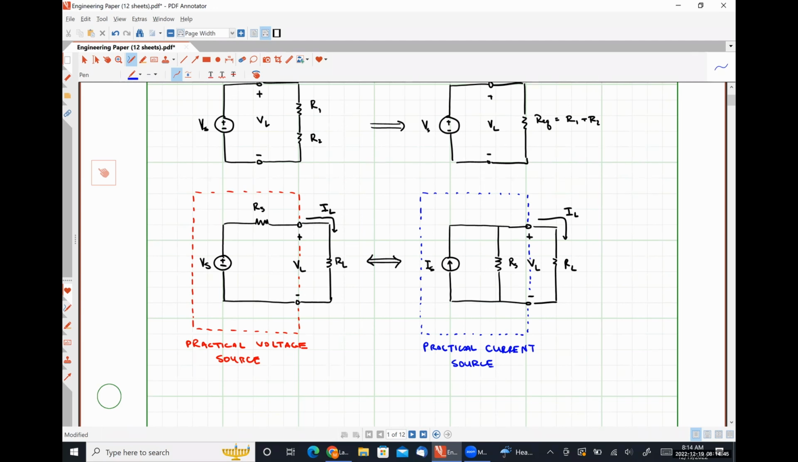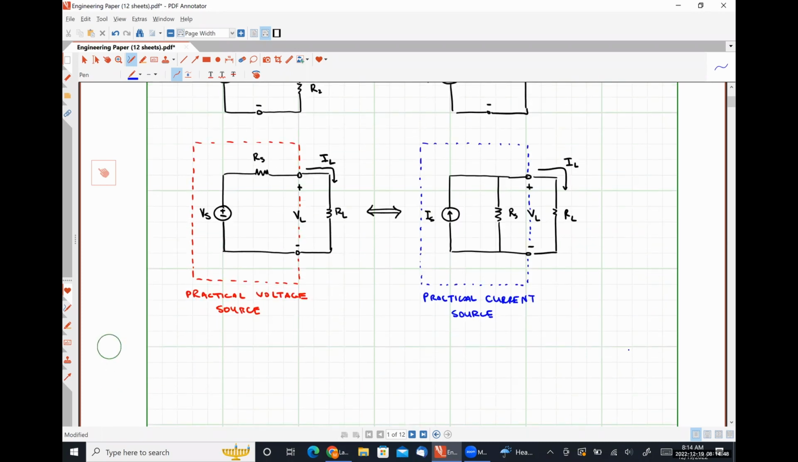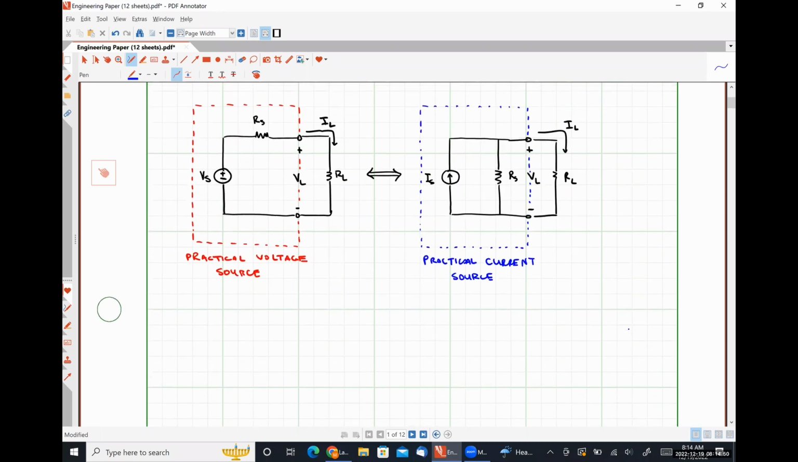So let's talk about under what conditions these two models are electrically equivalent, effectively saying that the load resistor RL couldn't distinguish whether it was connected to a practical voltage source or a practical current source. Okay. So if we solve for the quantity IL in the left-hand circuit, using whatever circuit analysis technique we choose, what might we find?